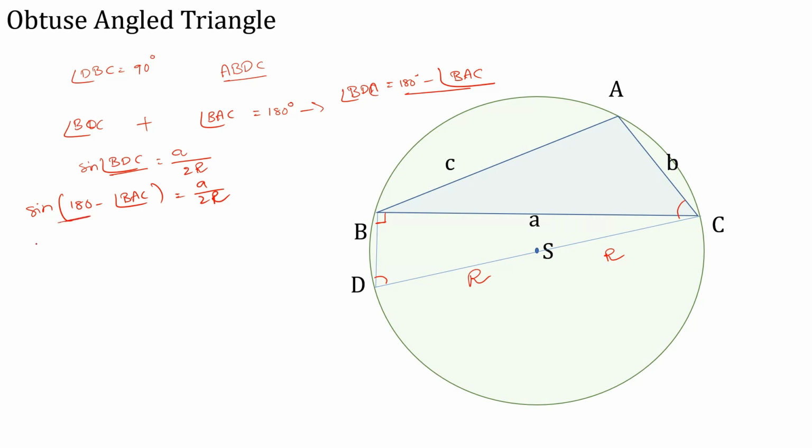For 180 degrees, sine will not change. So sine angle BAC is equal to a upon 2R. So sine BAC can simply be written as sine A. So we'll have sine A is equal to a upon 2R, or on rearranging we'll have 2R is equal to a upon sine A. In a similar manner, we can derive this for angle B and angle C also. With that, we are done with proving the sine rule for all different types of triangles, that is acute, right angle and obtuse angle triangles.